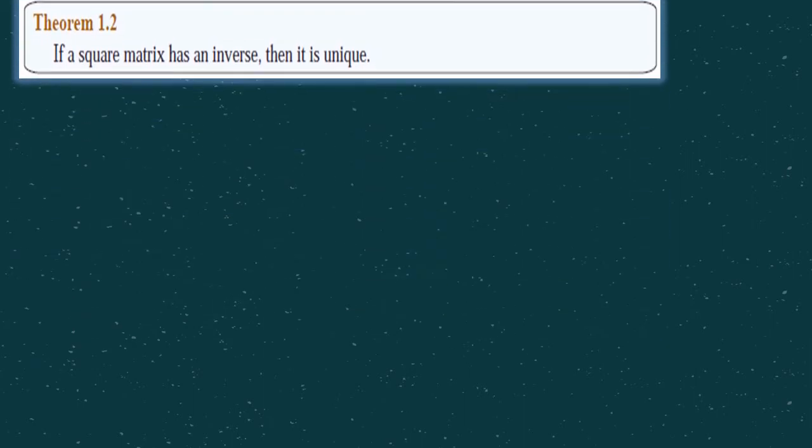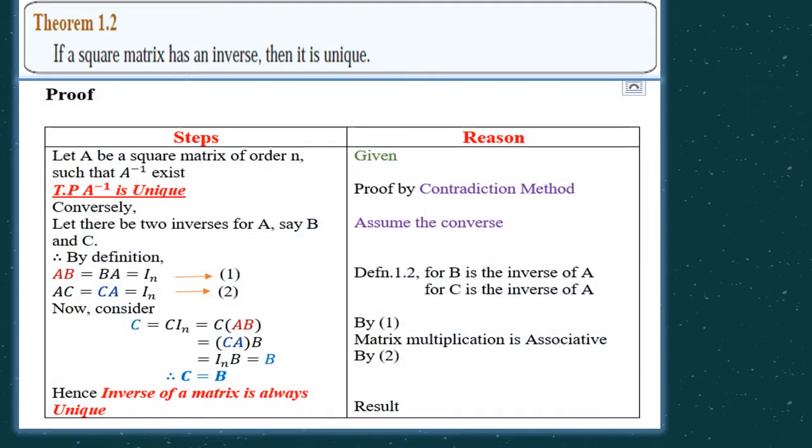Theorem 1.2. If a square matrix has an inverse, then it is unique. See the steps and the corresponding reason. Let us consider a square matrix A of order n such that A inverse exists. Now we need to prove this A inverse is unique. We prove this by contradiction method. So we assume the thing in the converse.